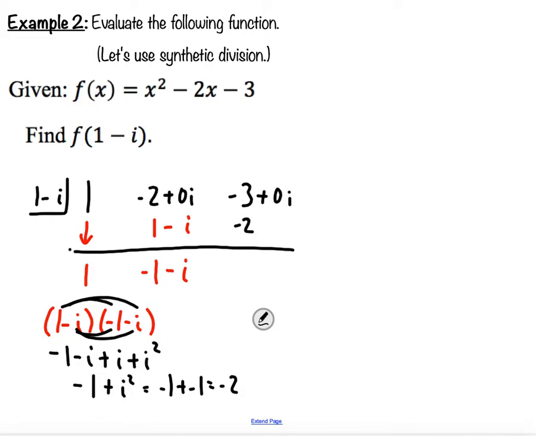So I'm putting a -2 over there. Now I'm supposed to add those together, and I get a -5. So what happens here is what's called the remainder theorem. Whatever the remainder ends up being is our solution.